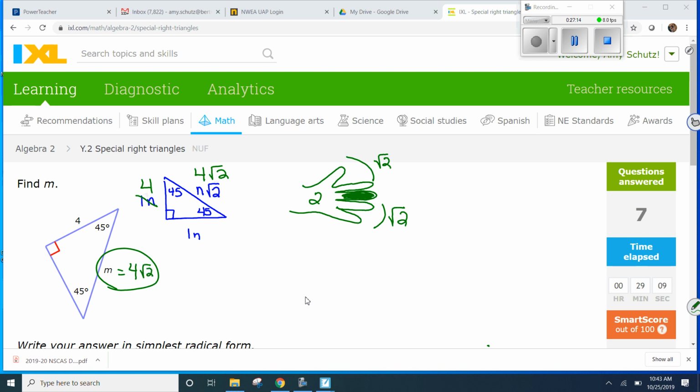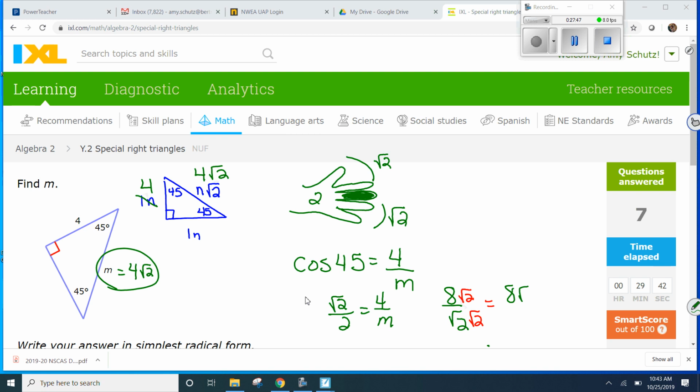If not, use your fingers. Once again, you're going to have the 45 degrees folded in. You could use the cosine. The cosine of 45 degrees is equal to adjacent over hypotenuse. The cosine of 45 again is radical 2 over 2 equals 4 over m. So if you cross multiply, you get 8 over radical 2. If you rationalize the denominator, you're going to get 8 radical 2 over 2, and 2 goes into 8 4 times, and you get back to an answer of 4 radical 2.